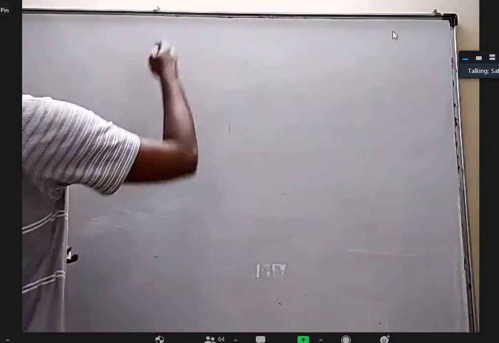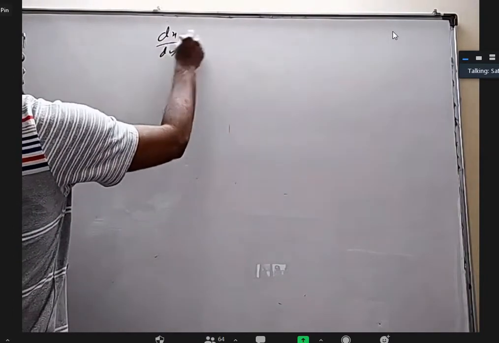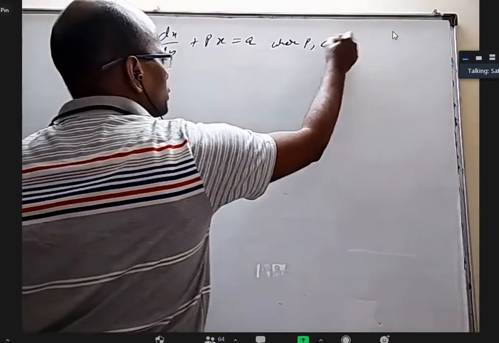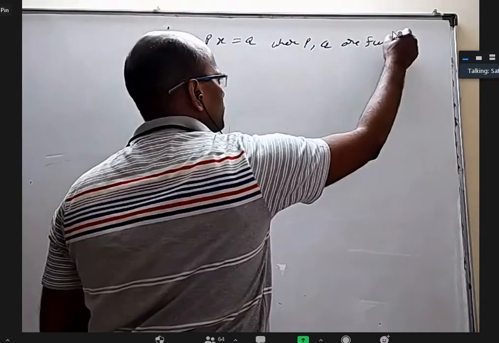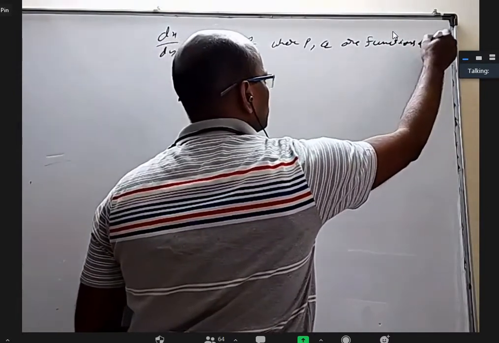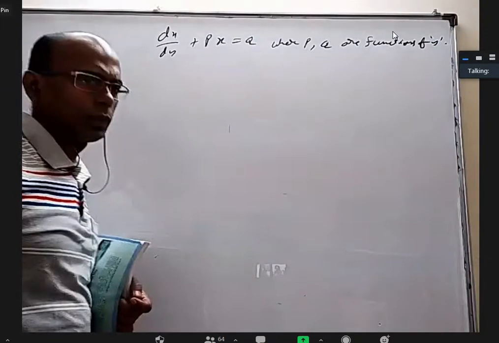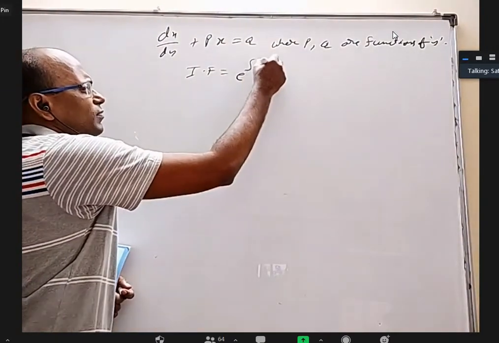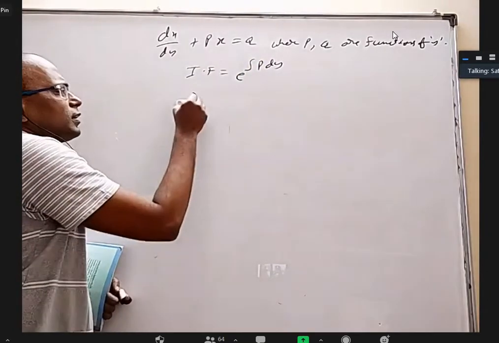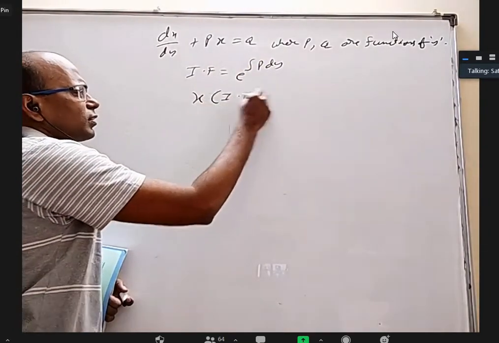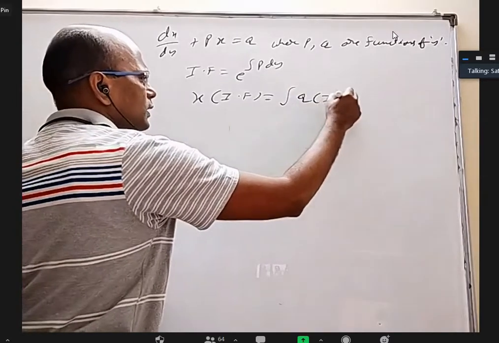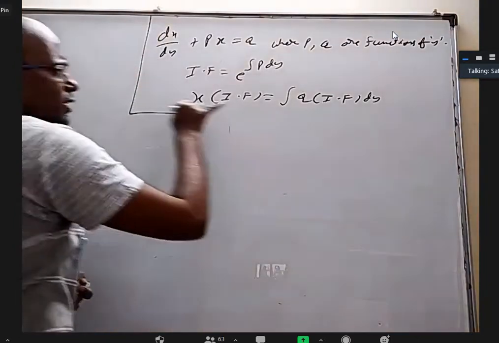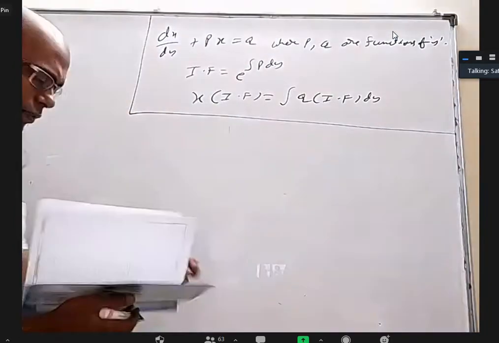Okay, so now we are discussing the model where dx by dy plus px equal to q, where p and q are functions of y. And then the integration factor here will be e power integral p dy. And finally, x into integration factor equal to integral q into integration factor into dy will be the solution. So x and y roles got completely interchanged compared to the previous one.